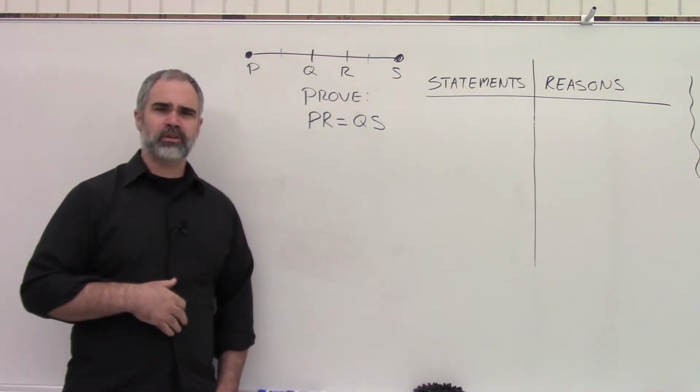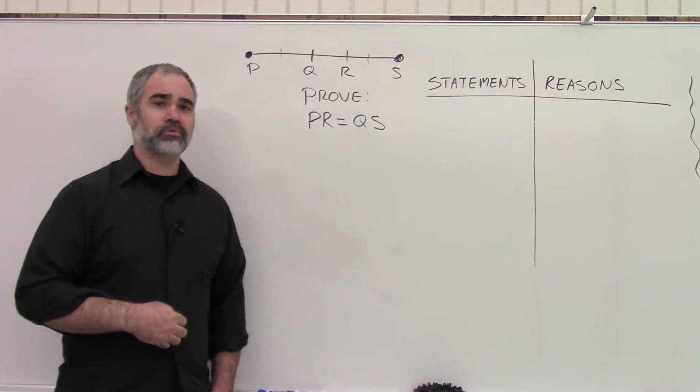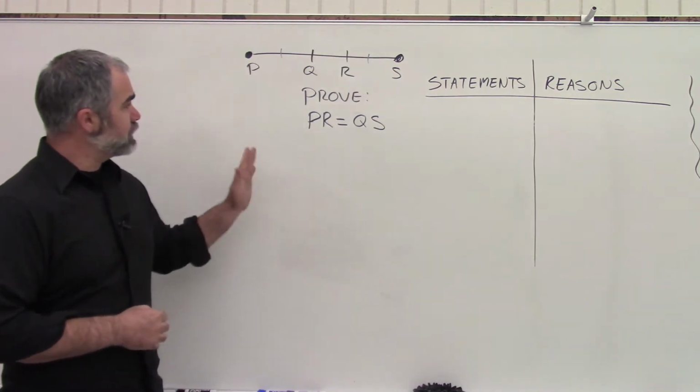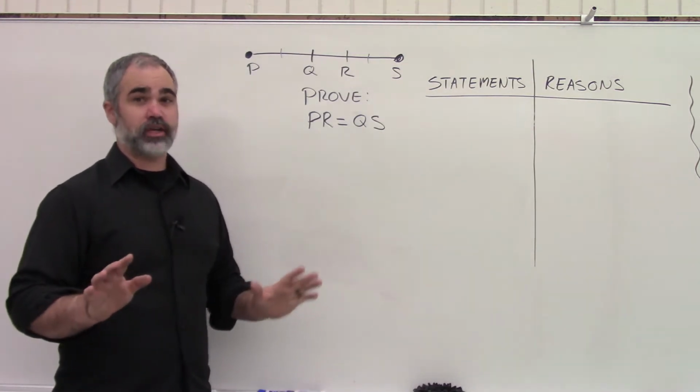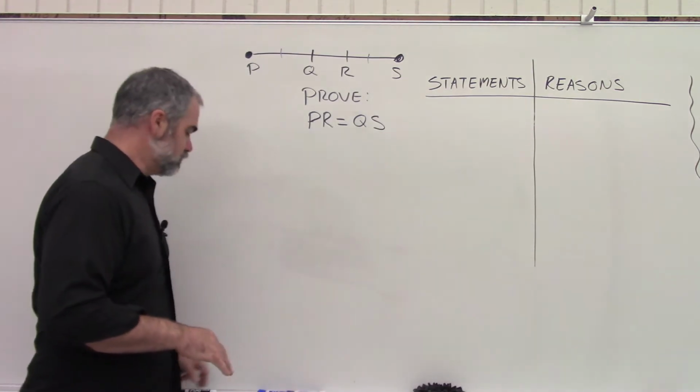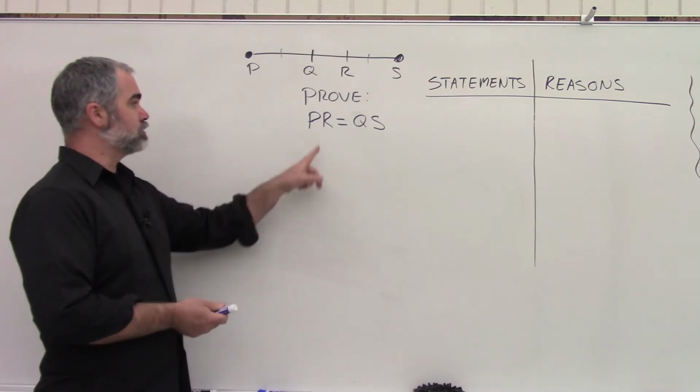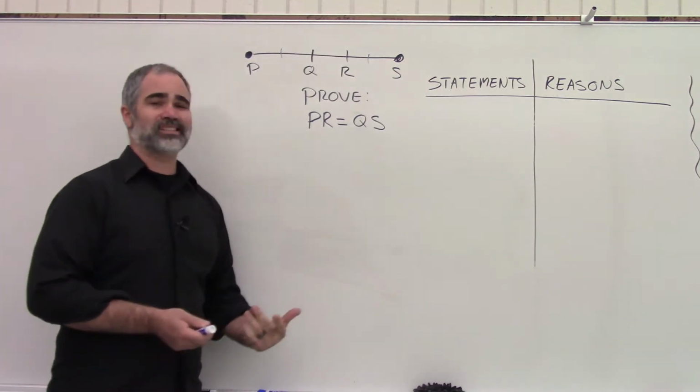The first one is we're going to look at what it's asking us to prove. And the interesting thing about this one is it doesn't give you any given statements, which is kind of strange. So let's just look at the prove statement, and it says prove PR equals QS.